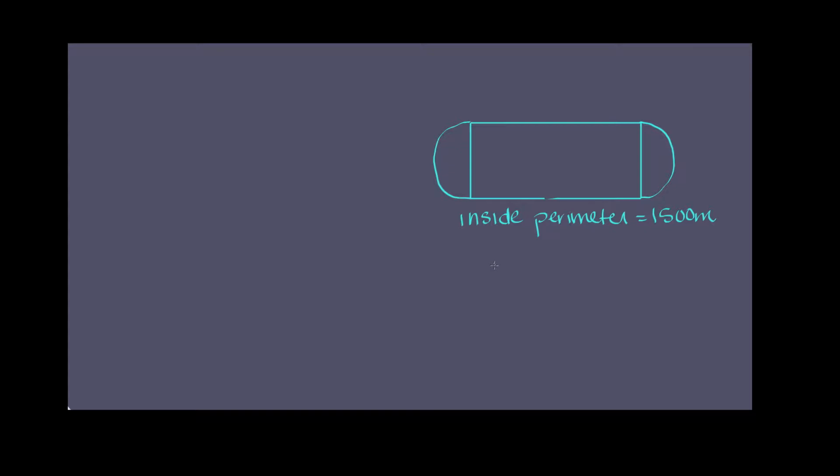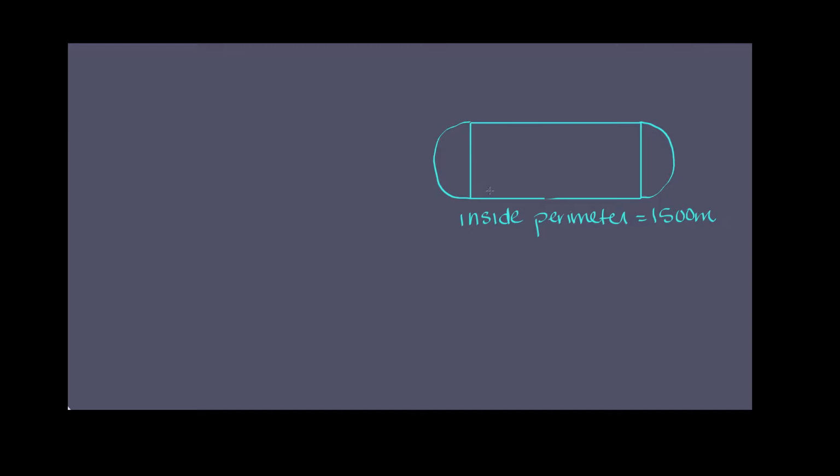All right, so we have a track, and there's a little story that goes along with it. You can read it in number 1, but basically it's a track, and all we know about the track is that the inside perimeter is 1,500 meters, and it's made up of a rectangle and 2 semicircles on the outer sides. Like I said, we know that the inside perimeter is 1,500 meters.